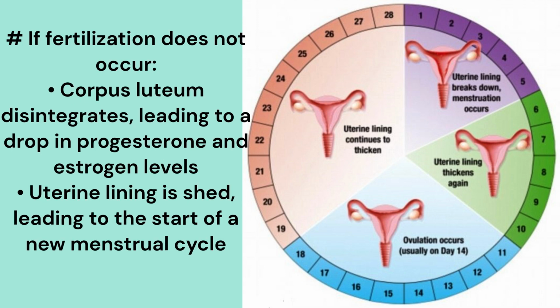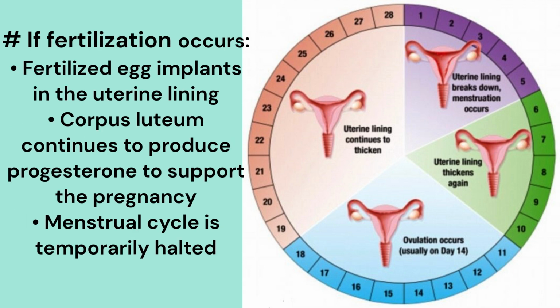5. If fertilization does not occur, corpus luteum disintegrates, leading to a drop in progesterone and estrogen levels. Uterine lining is shed, leading to the start of a new menstrual cycle. 6. If fertilization occurs, fertilized egg implants in the uterine lining. Corpus luteum continues to produce progesterone to support the pregnancy. Menstrual cycle is temporarily halted.